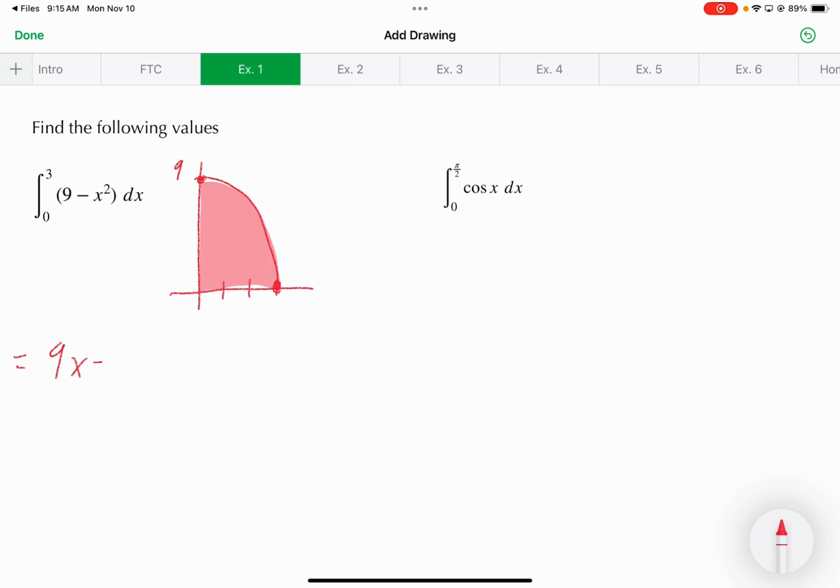9x minus... What's the second part of that? What's our antiderivative of x squared? 1/3 x cubed. There it is. Yep, and I don't need the plus c, so instead I'm just going to write it with my limits of 0 to 3.